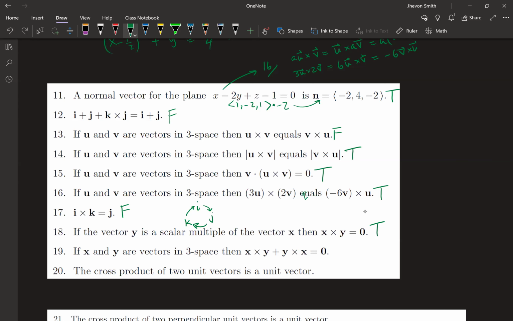If x and y are vectors in 3 space, then x cross y plus y cross x is equal to 0. True or false? True. Cross product of two unit vectors is another unit vector. True or false?